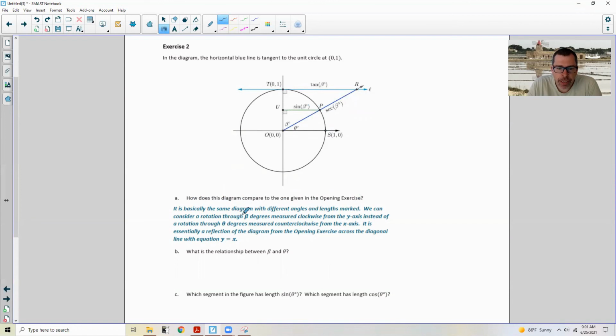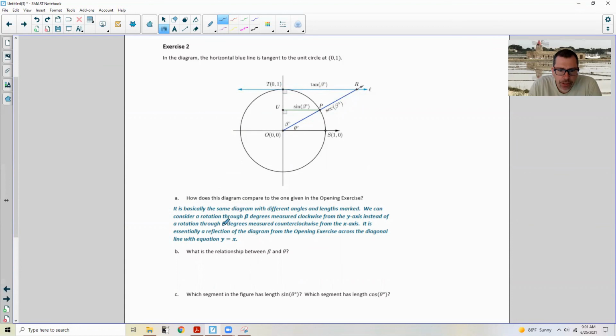We can consider a rotation through beta degrees measured clockwise from the y-axis. So in other words, instead of going counterclockwise up here and theta being here, we're measuring all the way around going this way clockwise. And then we're taking the reference angle with respect to the y-axis. Okay, so measured clockwise from the y-axis instead of a rotation through theta degrees measured counterclockwise from the x-axis. So basically starting here and going this way, that is angle beta with respect to the y-axis.